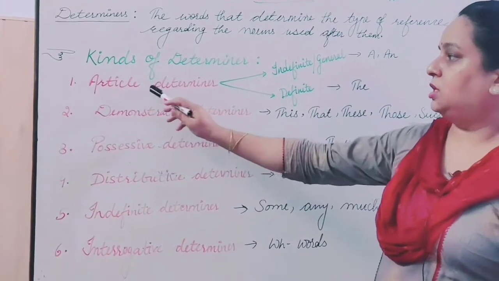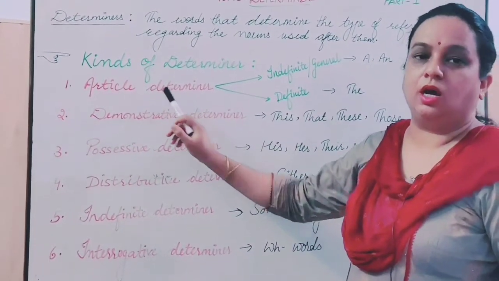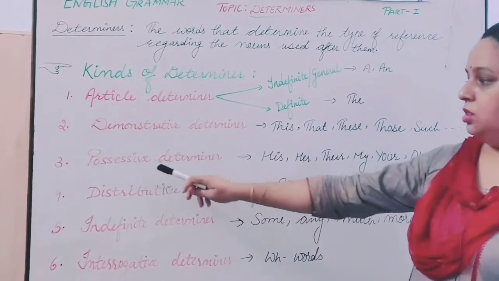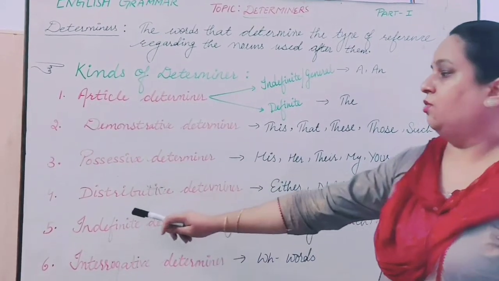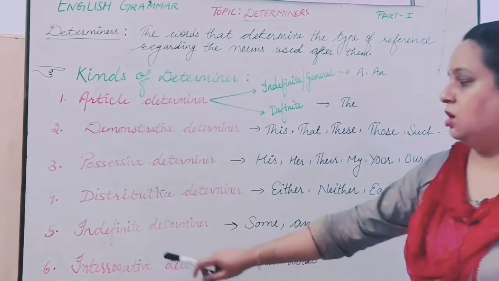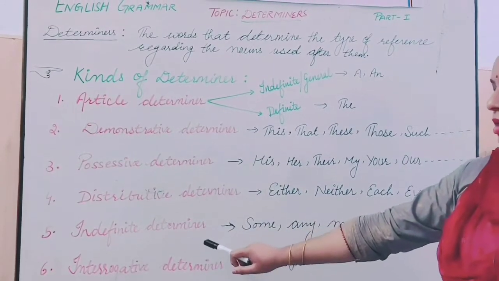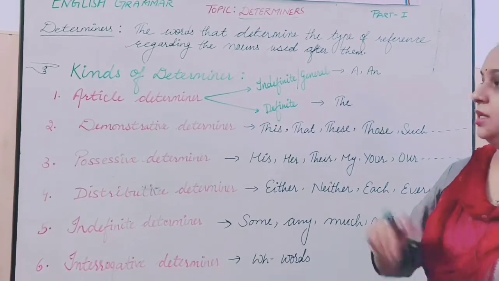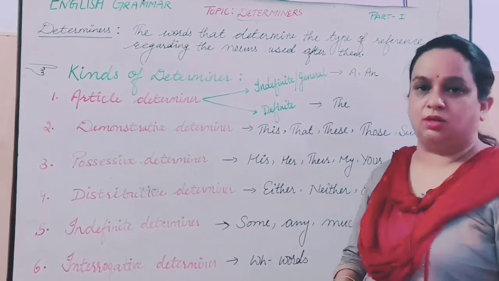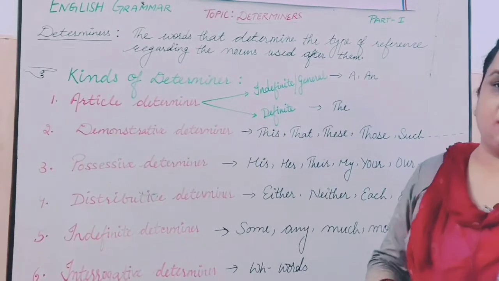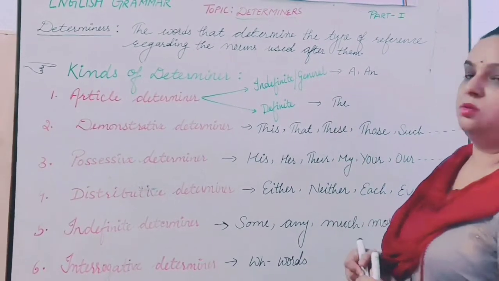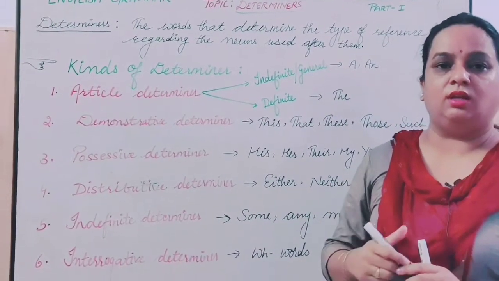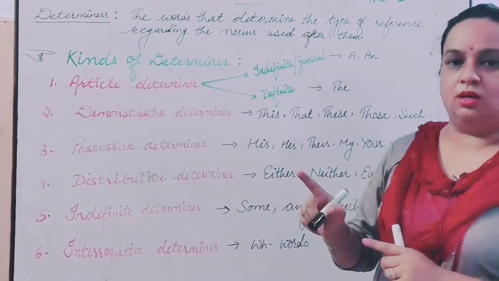So the first one is article determiner. Second one is demonstrative determiner. Third one is possessive determiner. Fourth one is distributive determiner. Fifth one is indefinite determiner, and the sixth one is interrogative determiner. Let's see what are article determiners. This article determiner is divided into two parts, means two categories. Article, it is the same as whatever we have done in articles, like a, an and the.